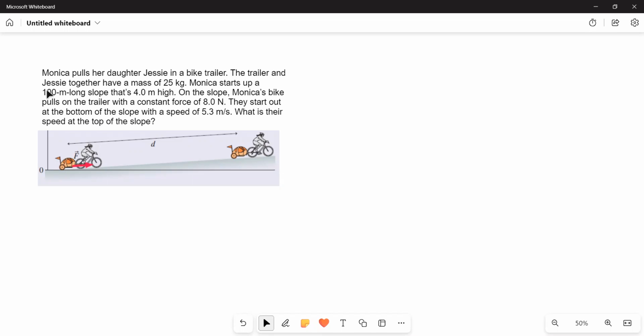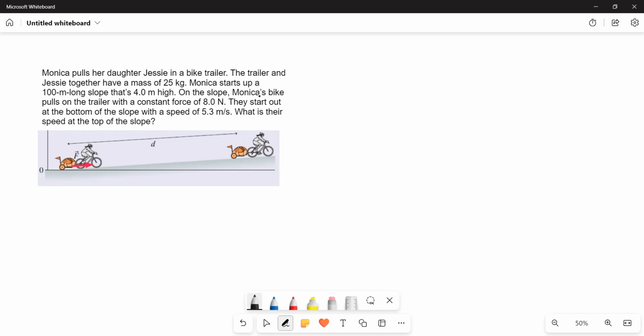This question is based on the conservation of energy. Okay, let us see what is the question. Monica pulls her daughter Jessie in a bike trailer. The trailer and Jessie together have a mass of 25 kilograms. Monica starts up a 100-meter long slope that's 4-meter high.